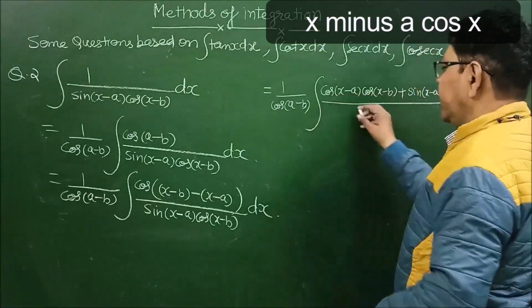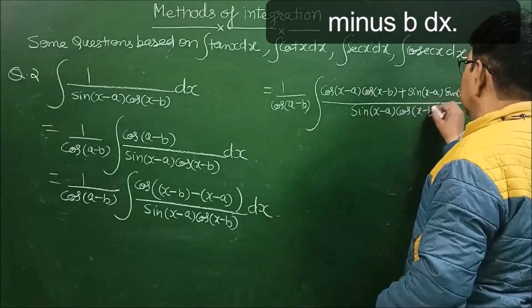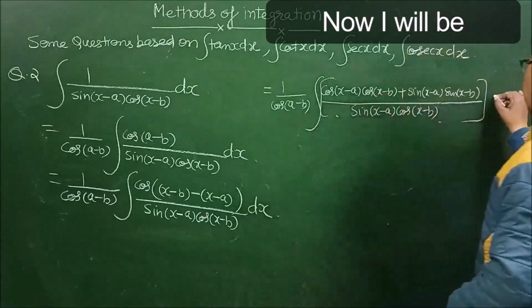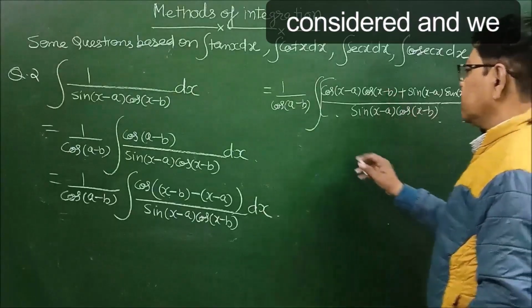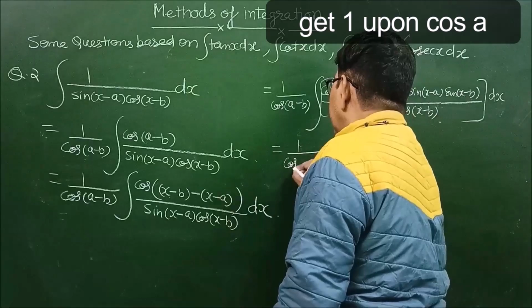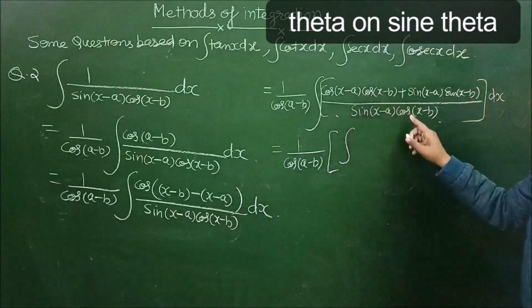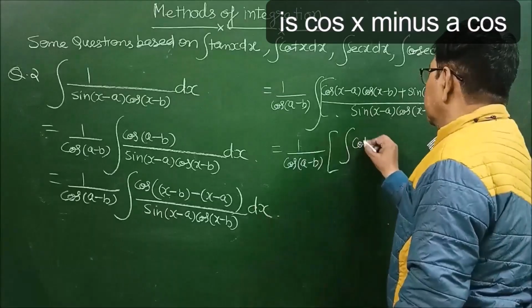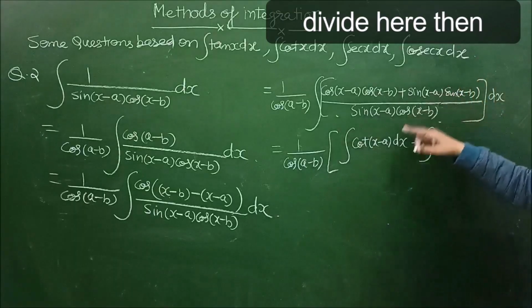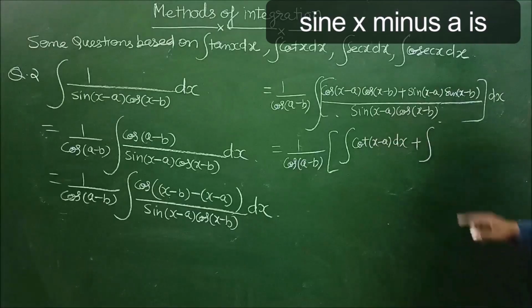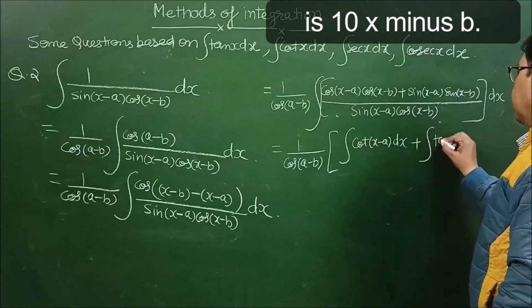Upon sin(x minus A) cos(x minus B) dx. Now if we separate the terms here, then cos(x minus B) and cos(x minus B) get cancelled, and we get 1 upon cos(A minus B) outside, then the integral of cos upon sin, which is cot(x minus A) dx, plus the integral of, if we divide here, then sin(x minus A) and sin(x minus A) are cancelled, and we get sin upon cos, that is tan(x minus B) dx.